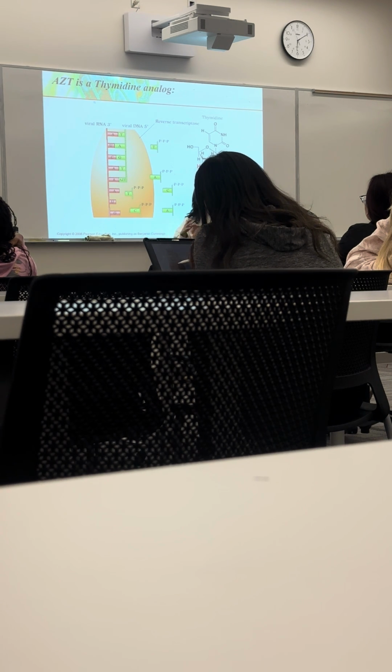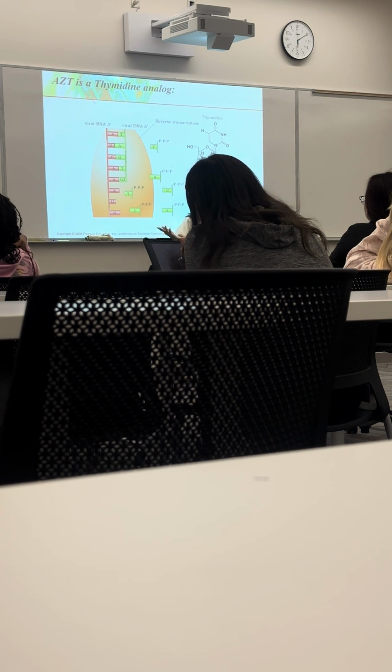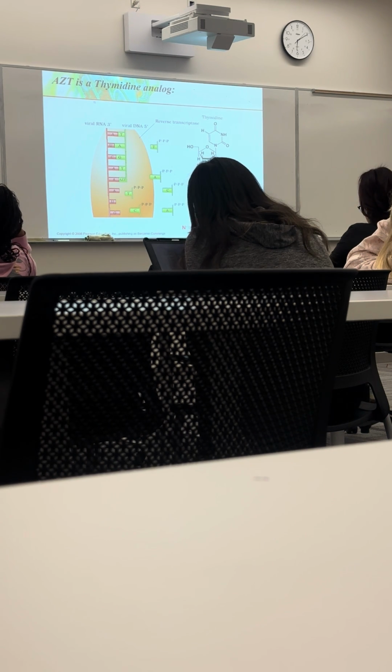Is that a problem? Yeah. You can't make new DNA. So you can't divide and make a new cell because you can't make any DNA for it. So AZT is a base analog. That's what a base analog is. You don't need to memorize all of the types of base analogs, but there's base analogs for each base. We have a base analog for guanine, cytosine, thymidine, and cytosine. So all four we have analogs for.